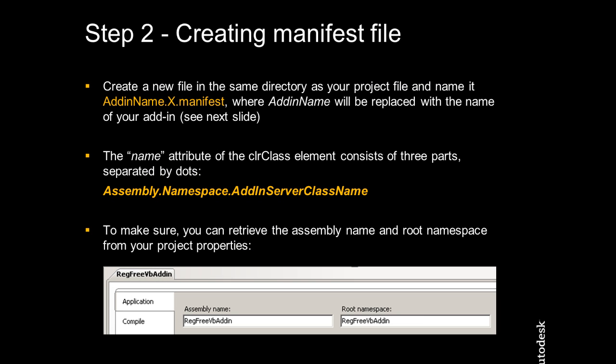The second step is to create the manifest file. Create a new file in the same directory as your project and name it using the name of your add-in, addin name.manifest, where the add-in name will be replaced with the name of your add-in. The name attribute of the CLR class element consists of 3 parts separated by dots. The name has to be formed as follows: assembly.namespace.addin server class name you used in your project. To make sure of that, you can retrieve the assembly name and root namespace from the project properties as illustrated in the screenshot below.